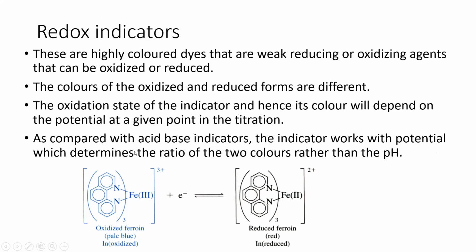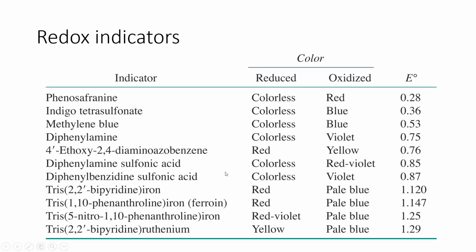So you can see here now that an example of a redox indicator is called ferroin. In the oxidized form, ferroin is pale blue, and in the reduced form, it is red. So once the color changes, we know that it signifies the end of the reaction. These are examples of indicators, and they also have their own electrode potential.